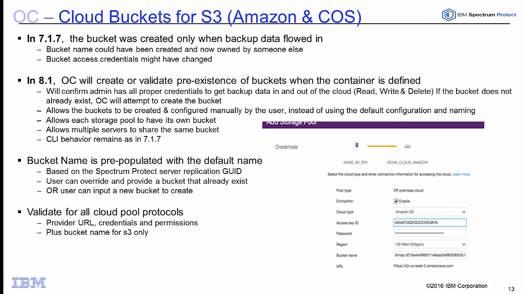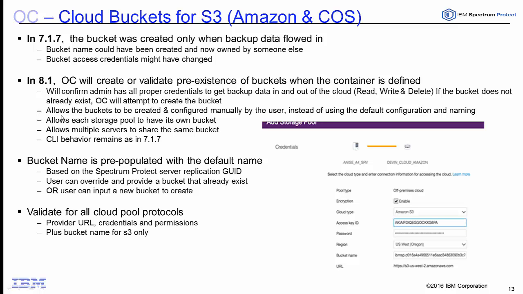Also in the Operations Center, if you plan on using buckets for either the Amazon or the Cloud Object Storage, the Operations Center will actually create and validate the buckets or the containers if you specify a name inside of the Add Storage Pool wizard. And it'll confirm that the admin has all the proper credentials to get backup data in and out of the cloud, for instance, read, write, and delete. If that bucket does not already exist, then the Operations Center will actually attempt to create that bucket.